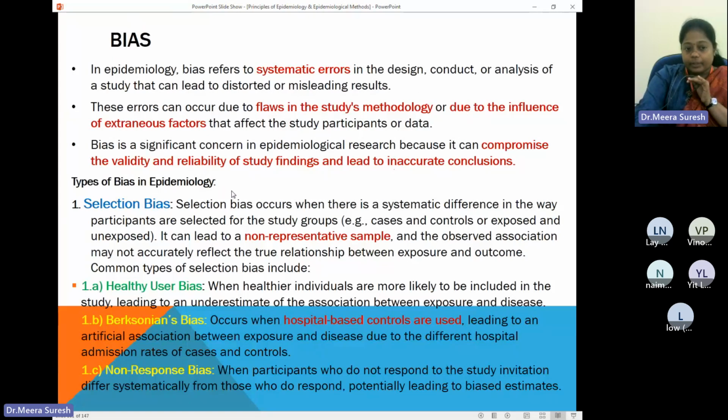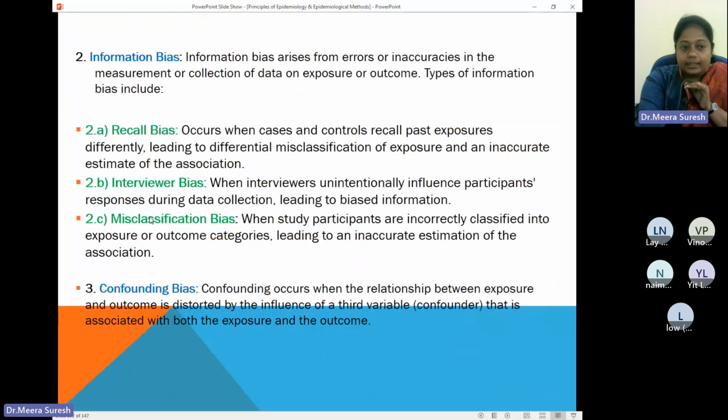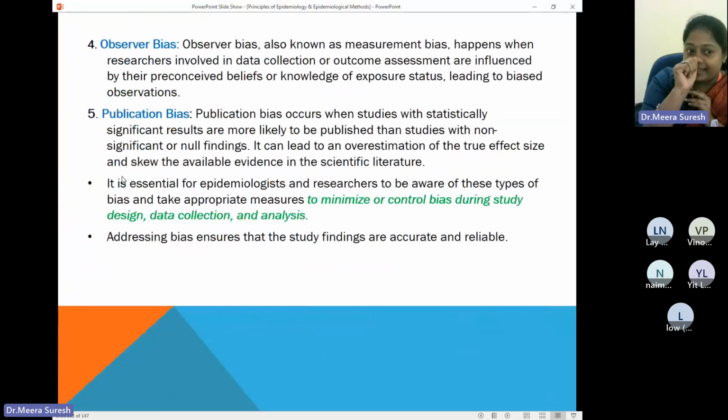So what are the types of bias? We have five or six. The first one is selection bias. The second one is information bias. And then there is confounding bias. The fourth one is observer bias, and the fifth one is publication bias.